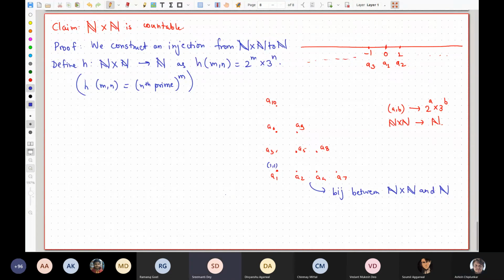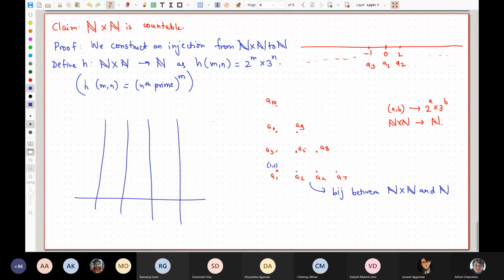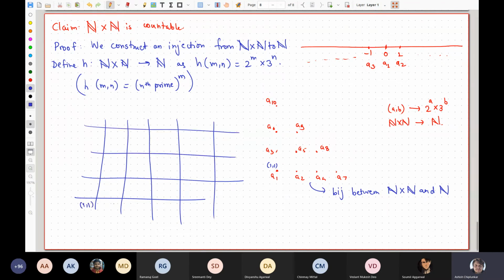Can you repeat once? What was this idea, the bijection? Oh yeah, the idea is the following. Look at this grid of N cross N, right? So this is number 1 comma 1. This is 2 comma 1, 1 comma 2, and so on, right?